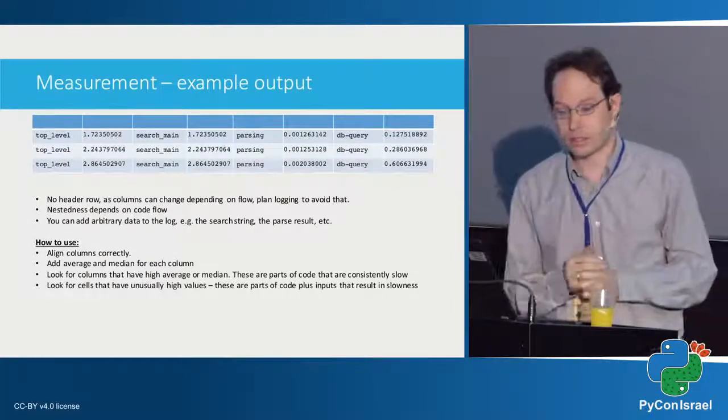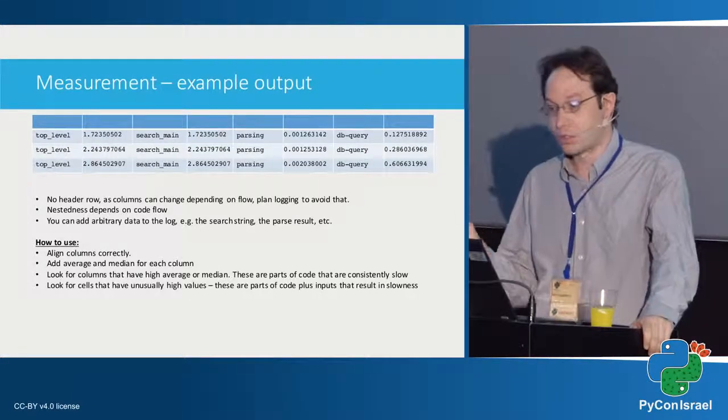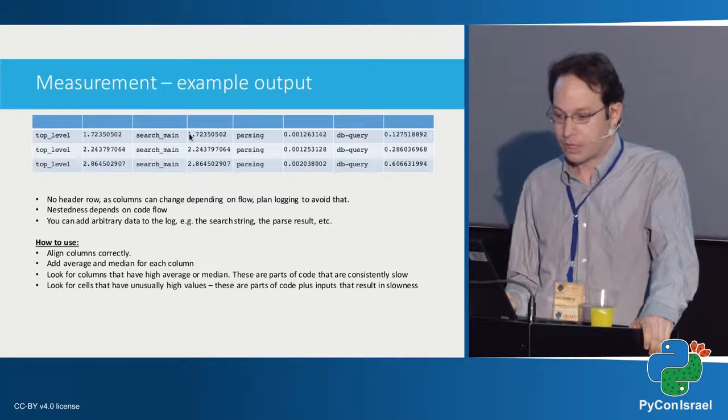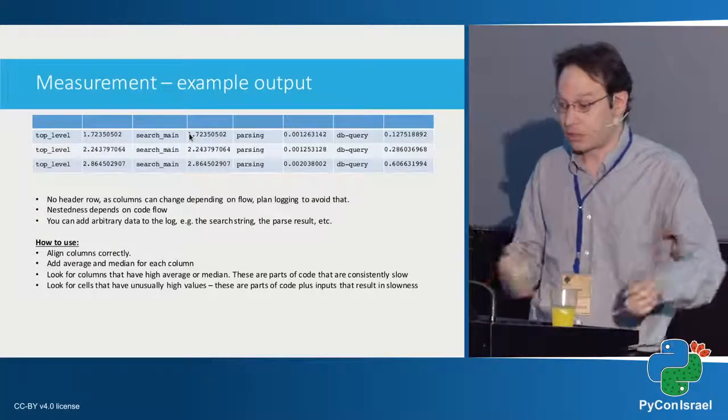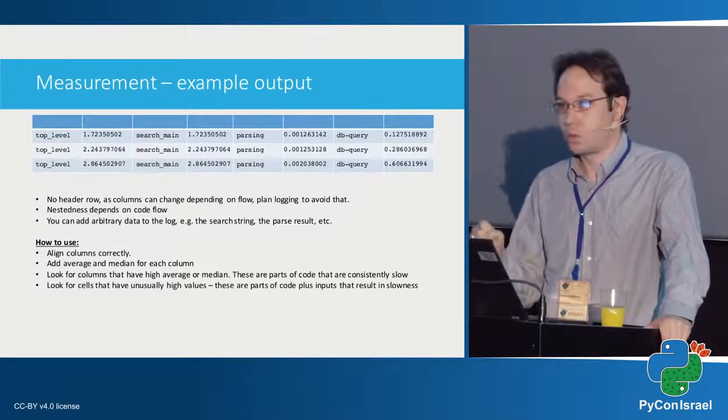So how would you use this kind of thing? I would get it as a CSV file. The first thing I would do, in case the columns were not aligned, is align them. Then, in Excel, I would compute an average and a median. That's the point where I would start to look at where the problems are.